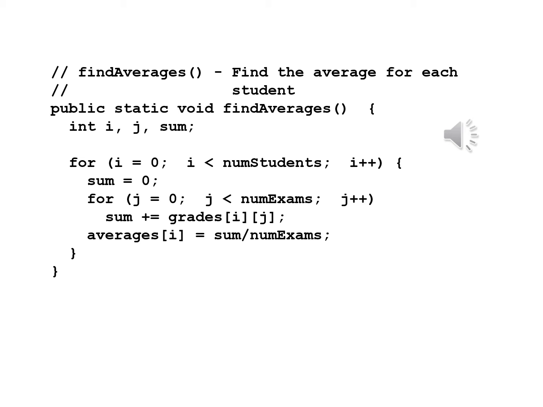Inside the loop, before we calculate any averages, we set sum equal to 0. For j equals 0, j is less than numExams, j++. sum += grades[i][j]: the plus equals means that we will add this particular value of grades to the total. Outside of the inner loop, but still inside the outer loop, averages[i] equals sum divided by numExams. With this, we will have calculated the averages for each student in the class.